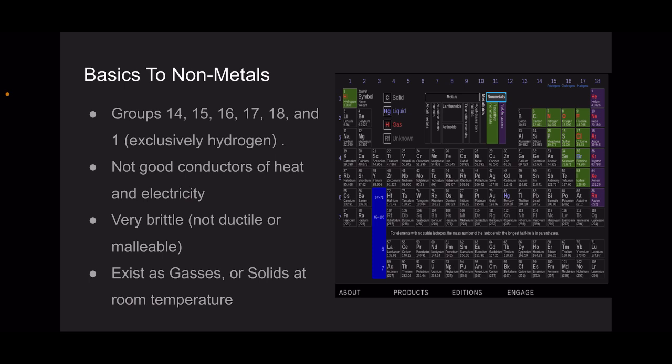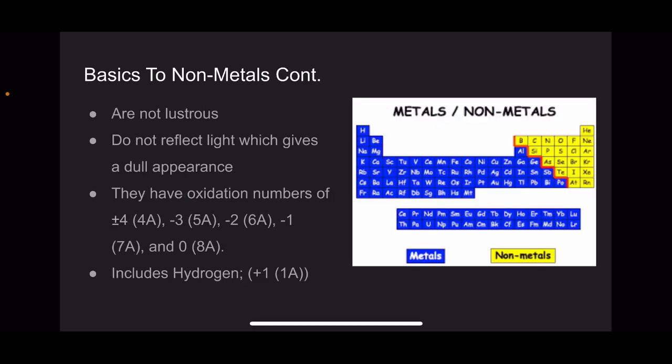Now, nonmetals are not good conductors of heat or electricity, and they're generally very brittle, which means they're not ductile or malleable. They exist in the gas, solid, and liquid state at room temperature. They are not lustrous and do not reflect light, which means it gives them a dull appearance.